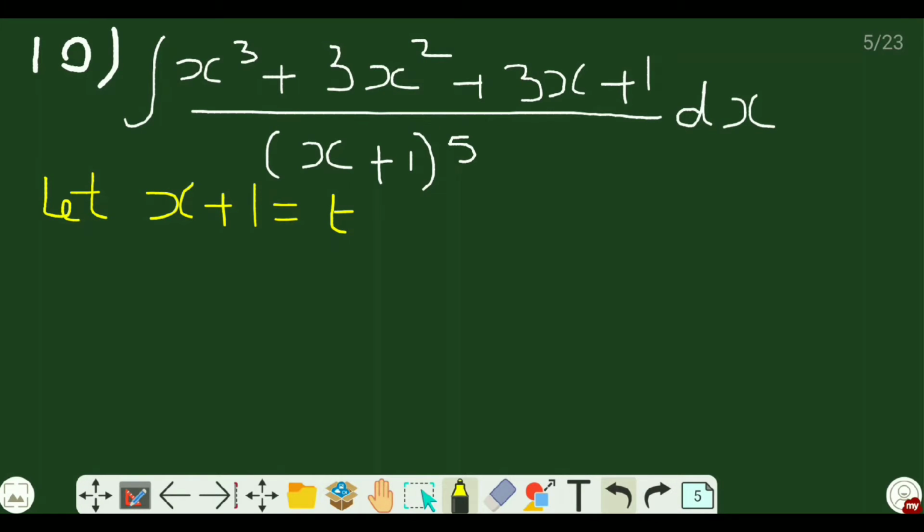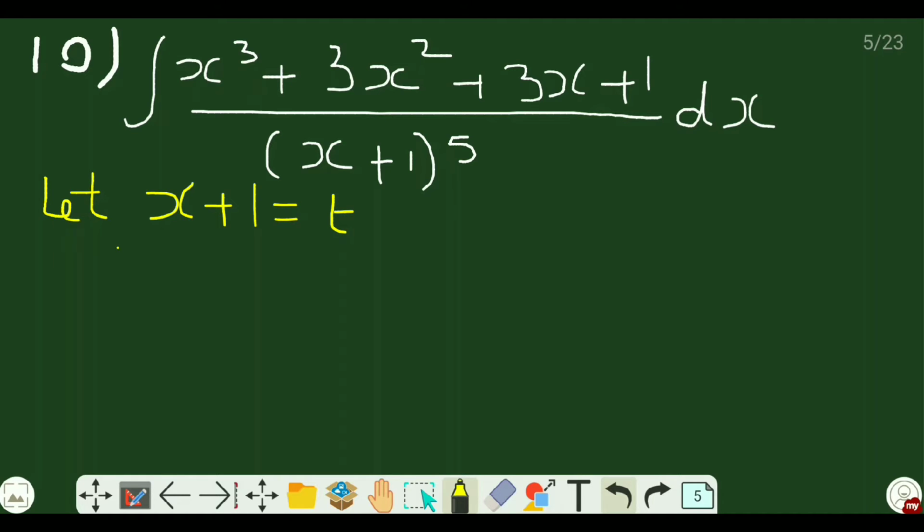The 10th sum, which is also an MCQ of page number 138 of your textbook. The question is integral of x cube plus 3x square plus 3x plus 1 upon x plus 1 raised to 5 dx. Now, it's a substitution question done in the same way as exercise 5.2. So, here we take the denominator, that is x plus 1, and take it as t.